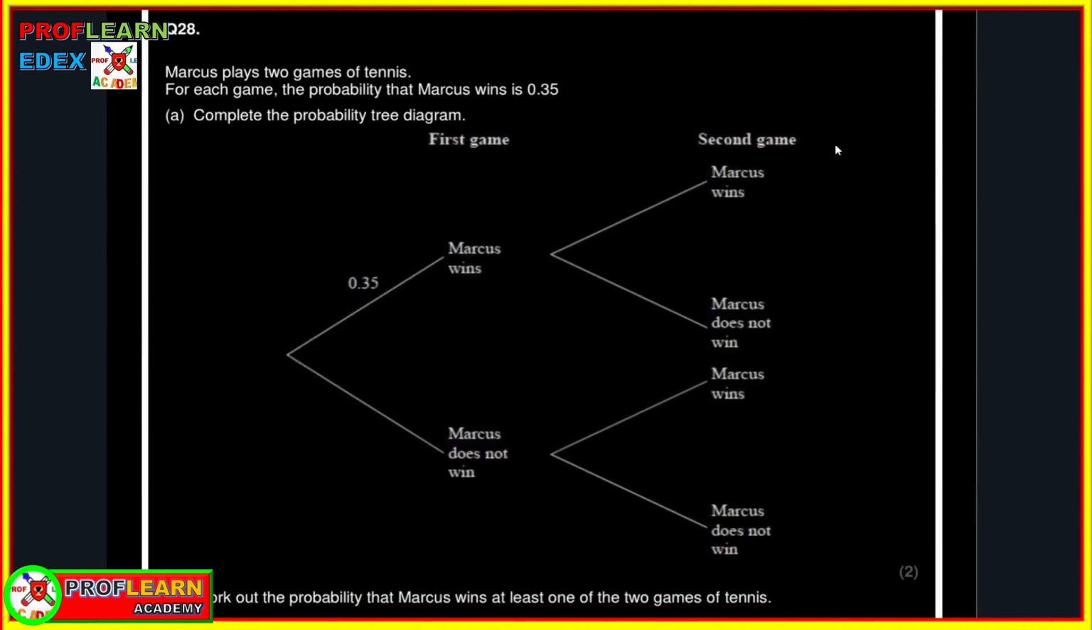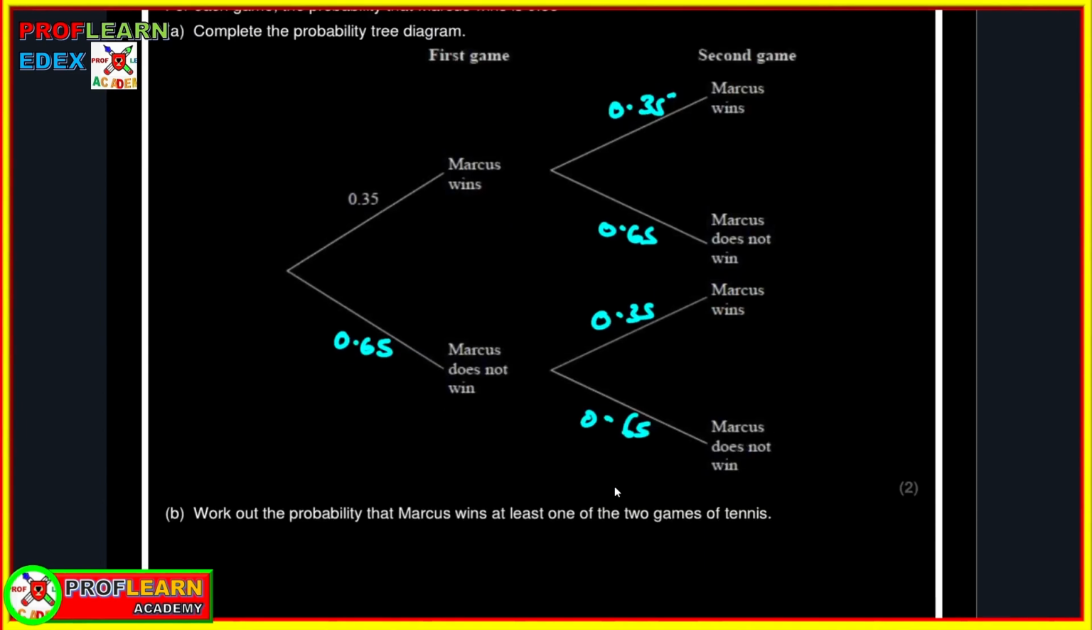Then we need to look at a question to do with probability. Marcus plays 2 games of tennis. In each game, the probability that Marcus wins is 0.35. So the probability of losing, that is, not winning, is 0.65, because the total probability adds up to 1. So it's going to be 0.65 here, 0.35 here, 0.65, 0.35, and then 0.65 at this point. Now, work out the probability that Marcus wins at least one of the 2 games of tennis.